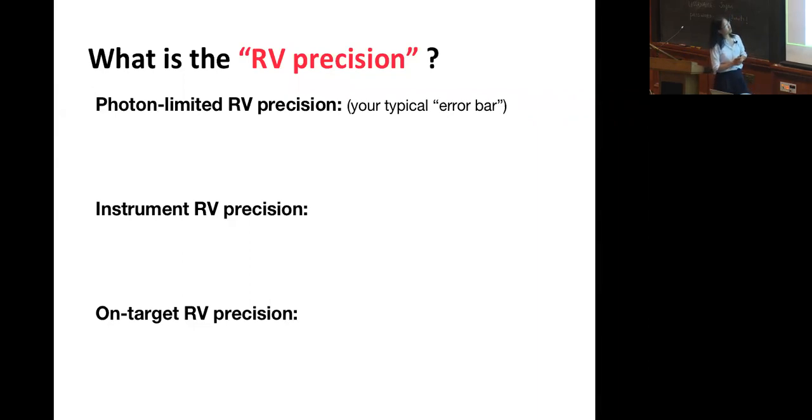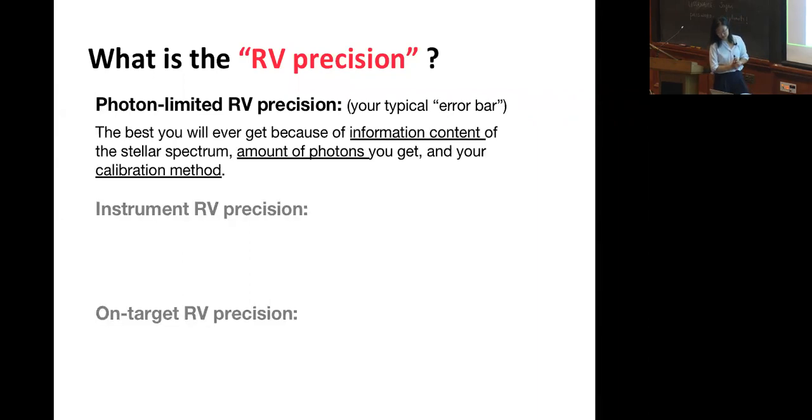Very often we talk about photon limited RV precision. That's sort of your typical error bar, although the reported error bar has some term from the instrumental jitter, but very often this is what we're trying to do. This is the best you will ever get because of the information content provided by the star. For example, if you have a rapid rotator, your line is terribly broadened, then there is no way you can get super precise velocity out of the star, right?